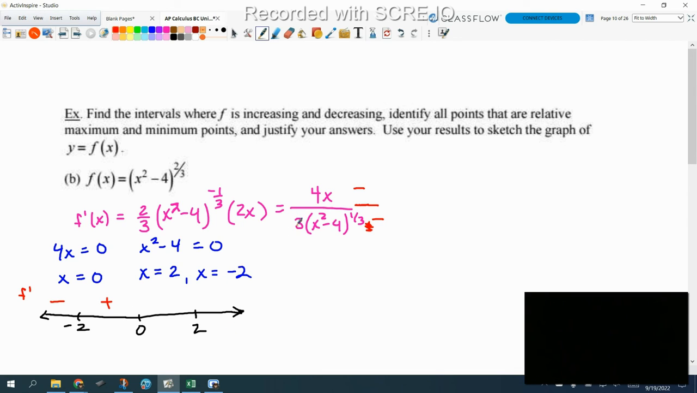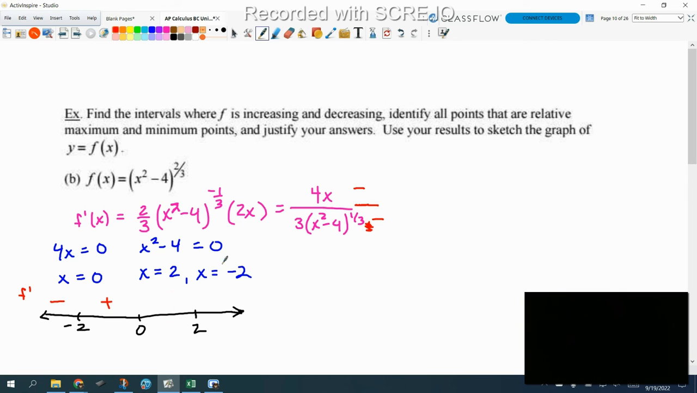Okay, I'm ignoring the 3 here because it's a positive number. And a positive times a positive is a positive, or a positive times a negative is a negative. So whatever the sign of this thing is going to determine the sign of the entire denominator. Also, I'm ignoring the exponent because it's an odd exponent. Odd exponents keep the sign of whatever's on the inside. So just whatever's on the inside here is going to determine the sign of the entire denominator.